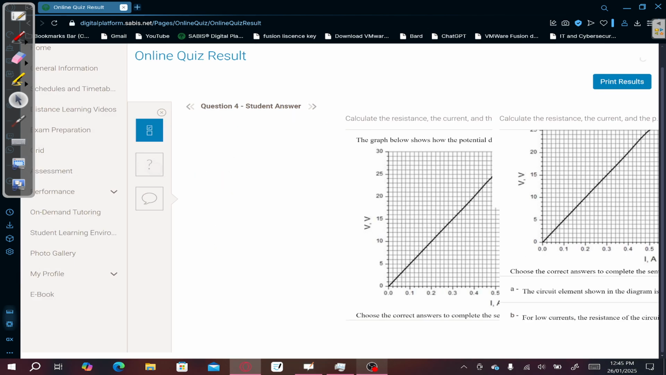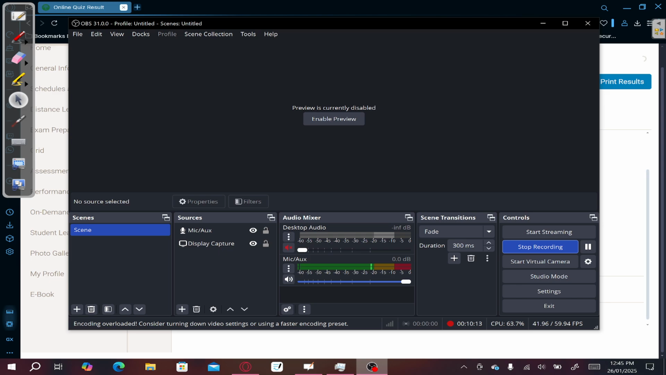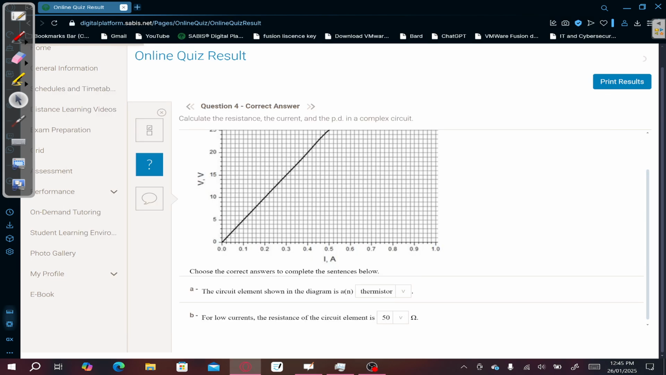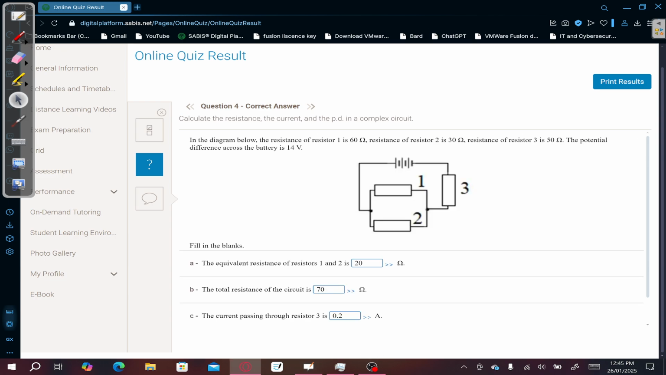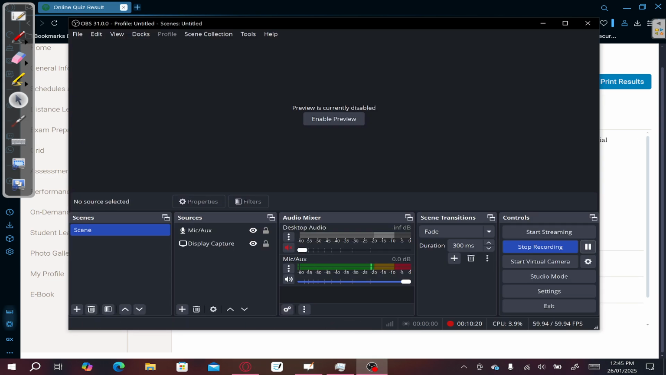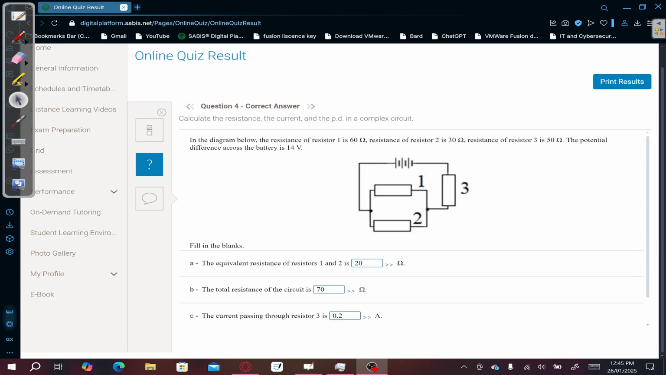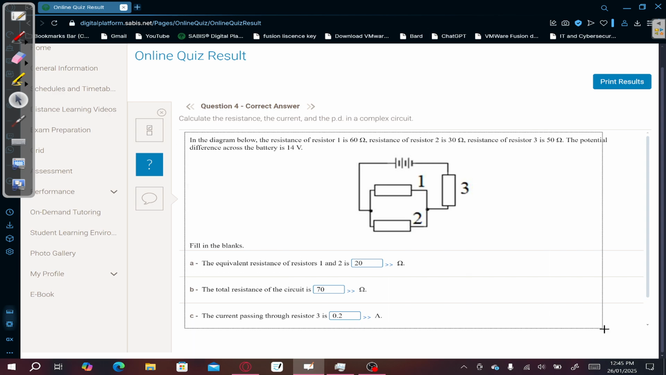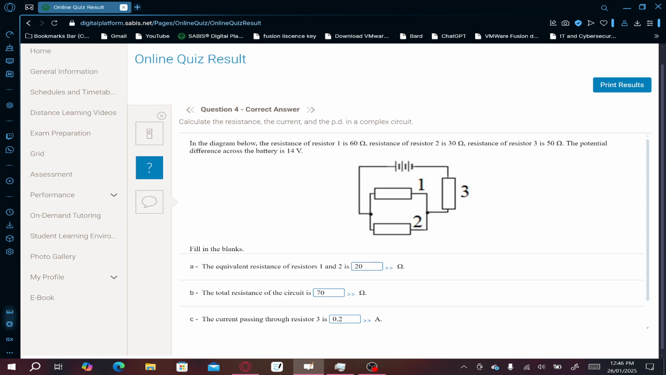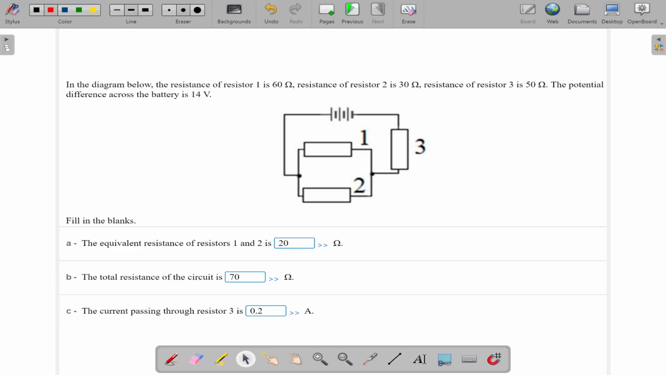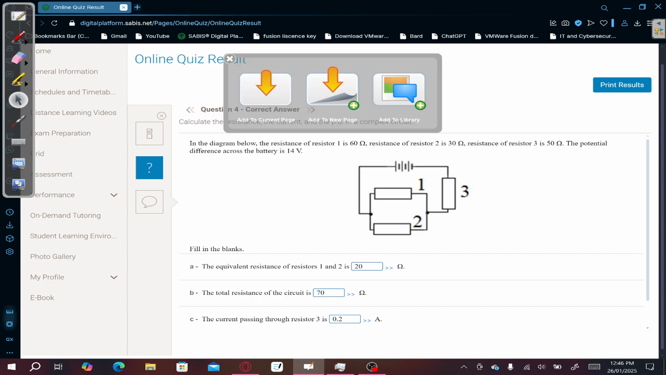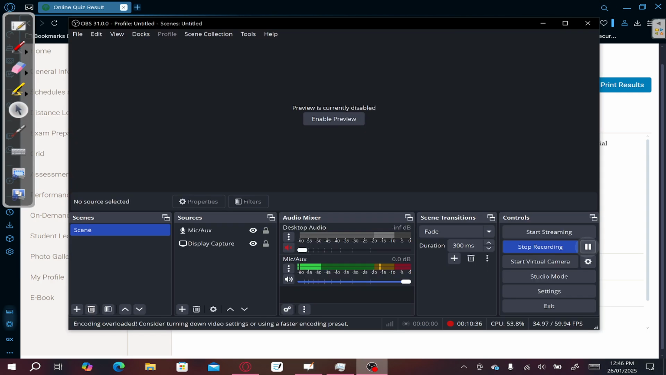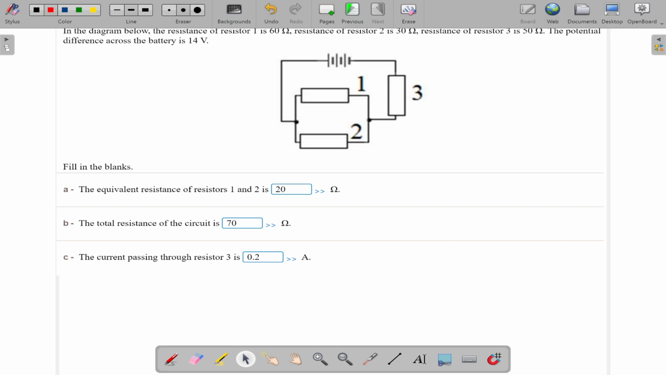Question 4. I'll just pause the recording for a short second. Okay. So now for question 4, I'm gonna take it into a separate screen here. Can I please? Thank you. I'm gonna take it into a separate screen here. Is it still recording at 30? Yes, it is.